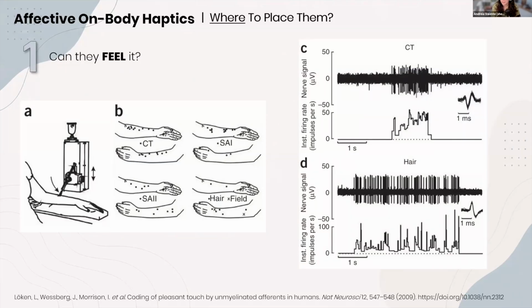Then we have the hairy skin, which is almost everywhere else in the body, which is very low resolution, but it has this special wiring called the CT afferents. This is the secret ingredient that makes haptics feel pleasant or unpleasant. Hold that phrase, pleasant touch. We'll go back to it later. So your precise skin and your emotional skin are different skins in different places of the body.